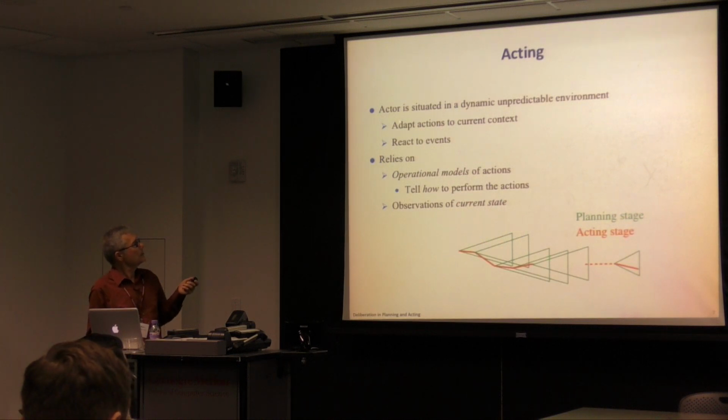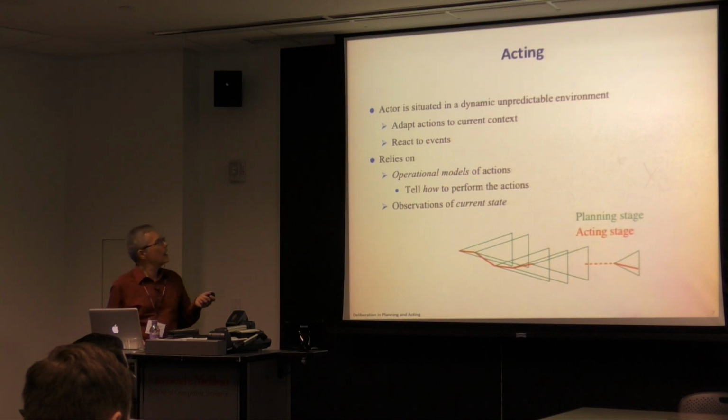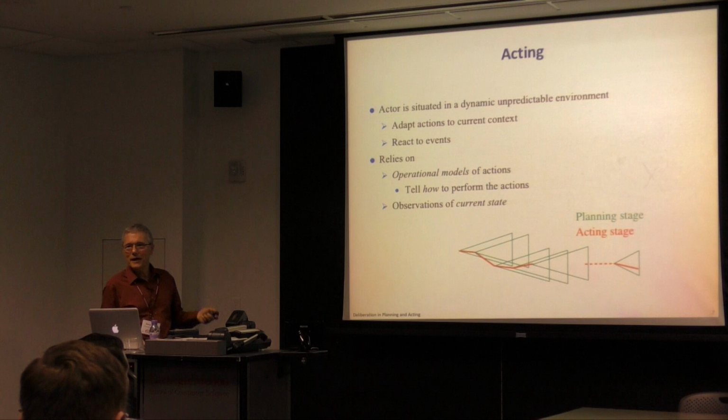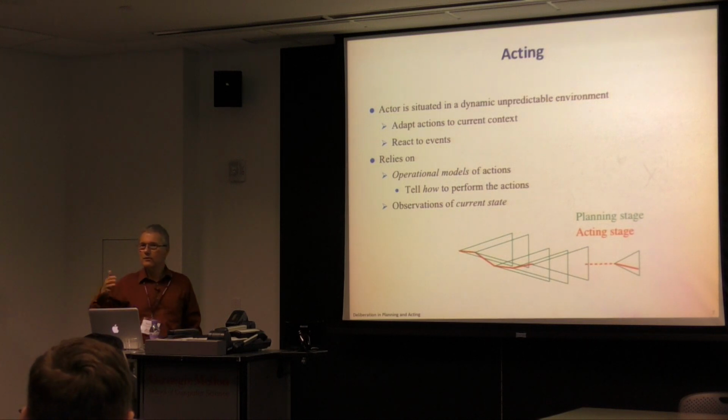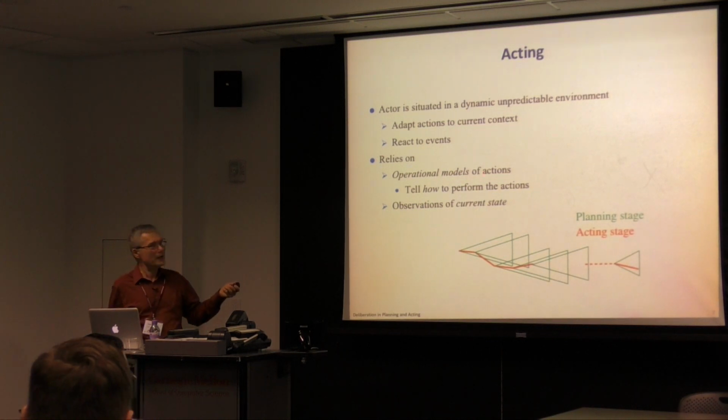Acting deals with the fact that the actor, like that crow, is situated in an unpredictable environment. That environment was not dynamic, but often the environment is. There can be things happening while you're carrying out the action. So you need to adapt the actions to the current context and react to events as they occur. And so that's going to rely on a different kind of model.